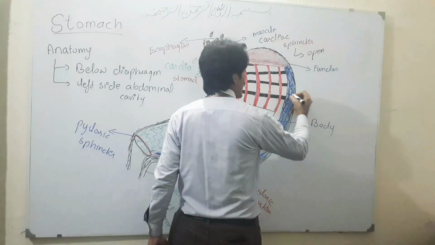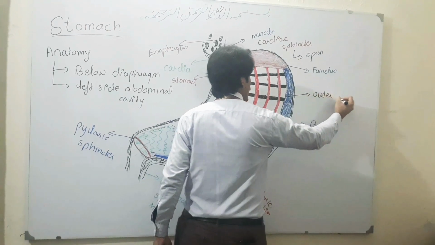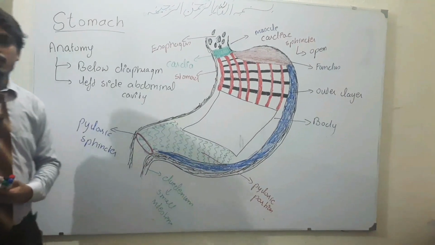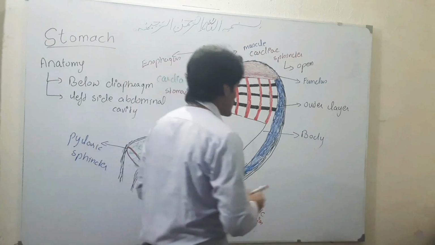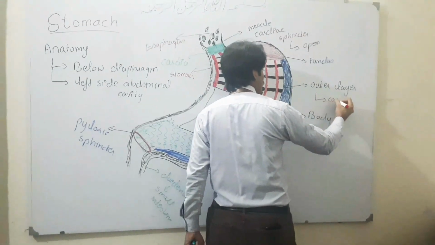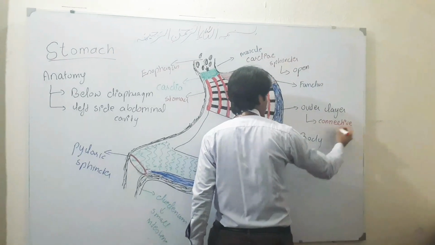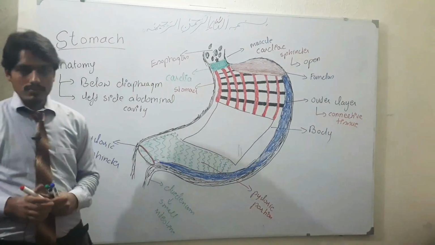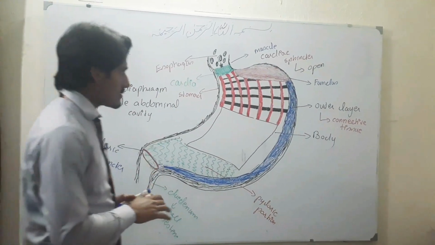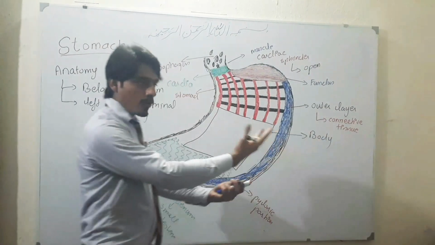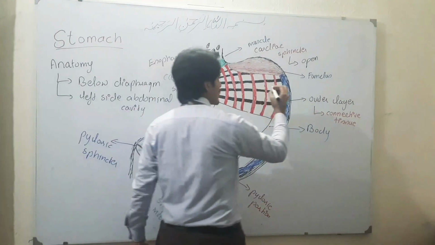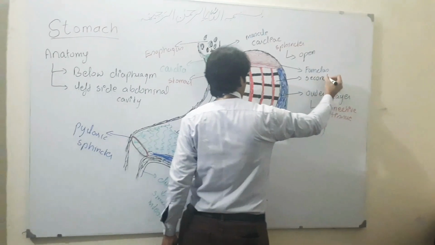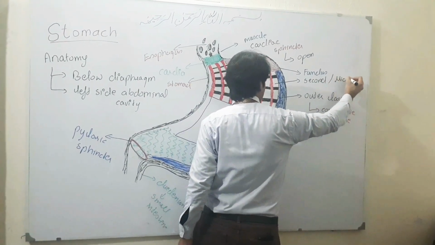The first one is the outer layer. This one is the outer layer. If I talk about the composition of the outer layer, it consists of a tissue called connective tissue. So the outer layer is composed of a tissue which is called connective tissue. Next is the middle layer. When we move inside the stomach, the second layer comes. So this one is the second layer, or middle layer.